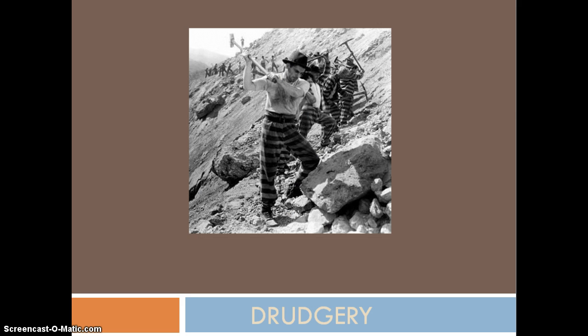Next word, drudgery. And this man here is engaging in some drudgery, which is work that is hard and tiresome. So this is an old chain gang, as they used to be called, where they would bring prisoners from jail and they would basically take a hammer and bust rocks. So obviously that would be very hard work out in the hot sun. Okay. Drudgery's synonym is toil. Antonym is fun.